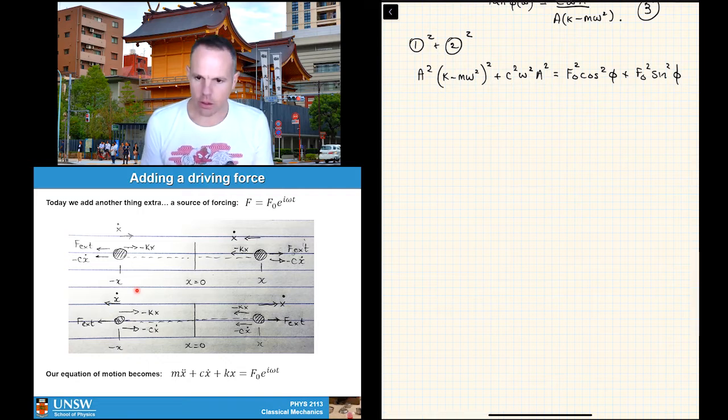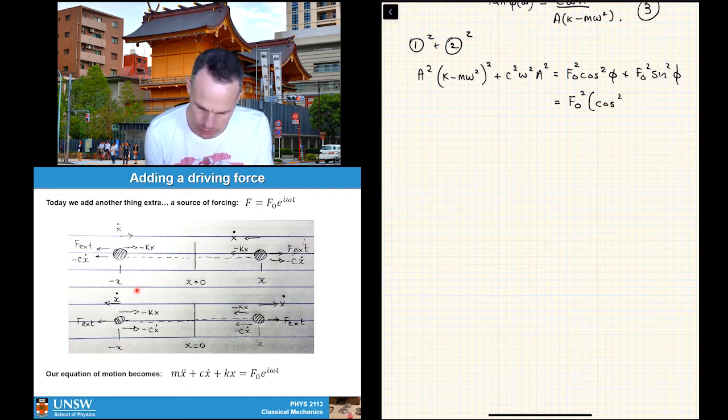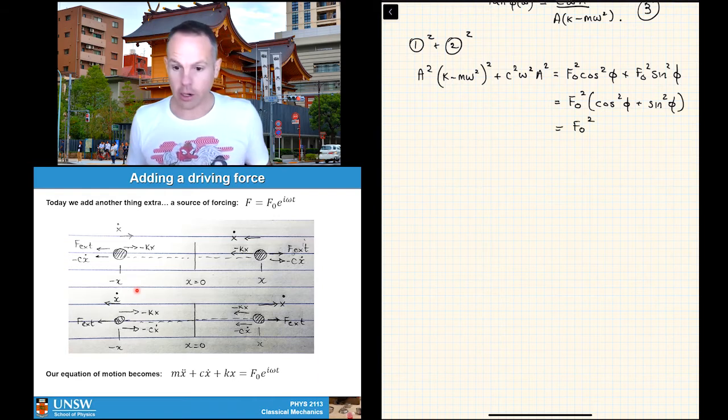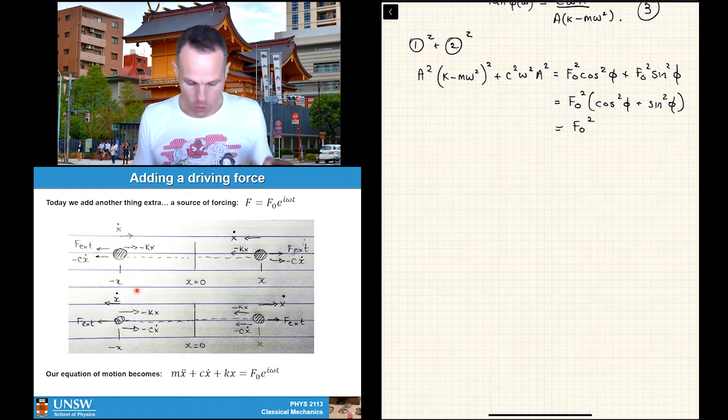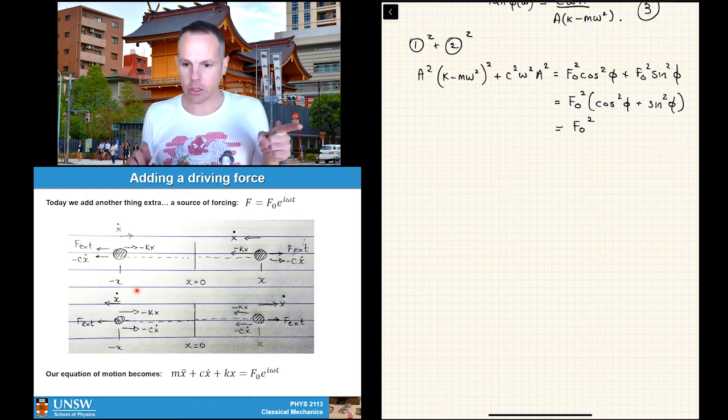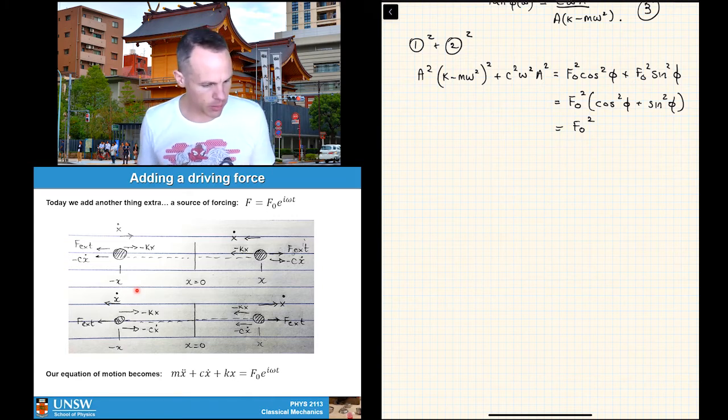We can collect the f naught from this, and just to be really clear, this is now going to be cos squared phi plus sine squared phi, and of course this term here is 1, so this is f naught squared. Okay, so now I've got an expression for essentially a in terms of f naught without any phase terms in this thing.